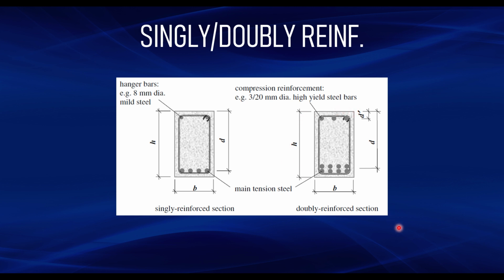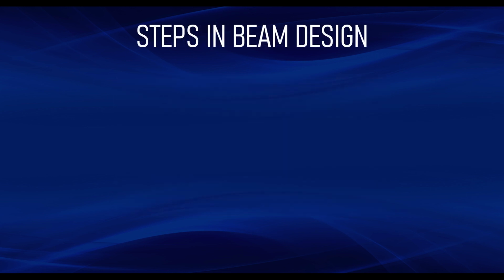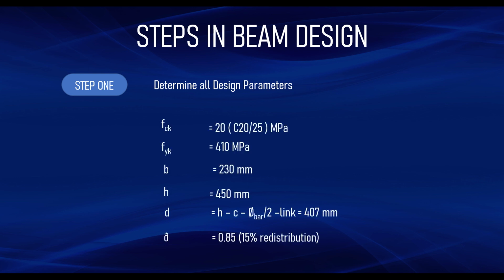So let's now move to the steps. Let us show ourselves how you can practically design a rectangular beam. Steps in beam design. The first step is to determine your design parameters. These design parameters are what you need in order to carry out the design, and they are specific to the concrete. We are designing a reinforced concrete, so you need to know the properties of the concrete as well as the reinforcing steel bar. So the design parameters start from the FCK.